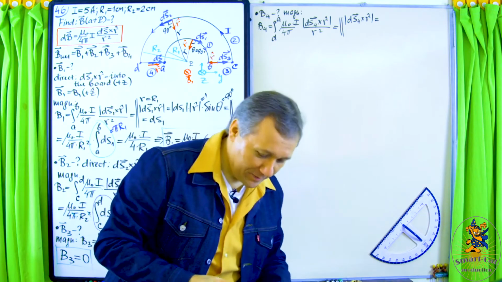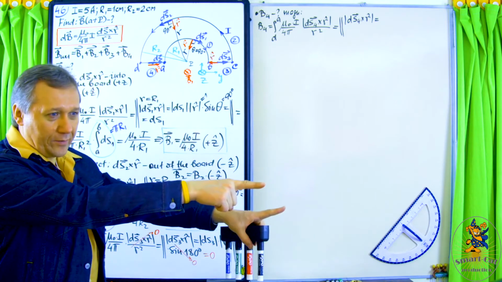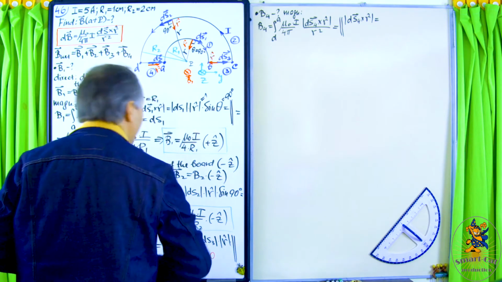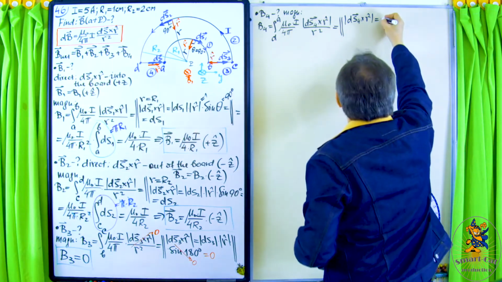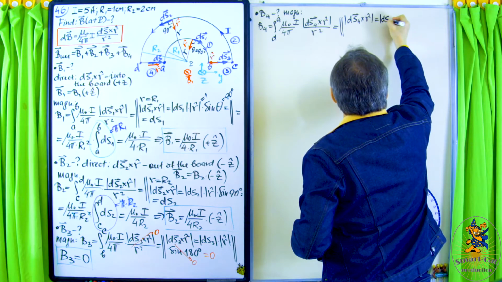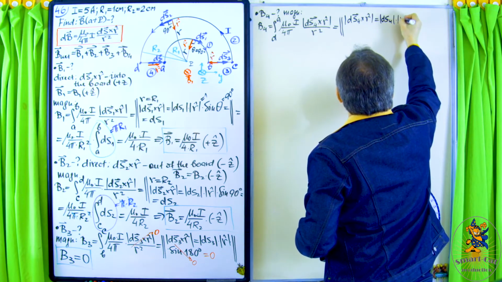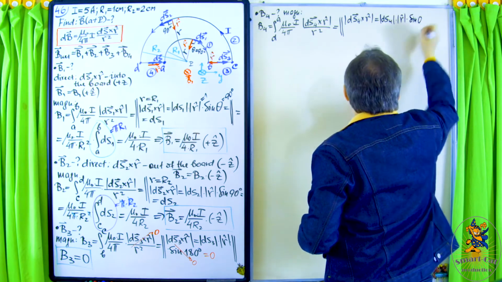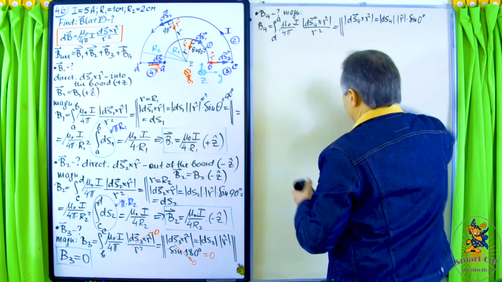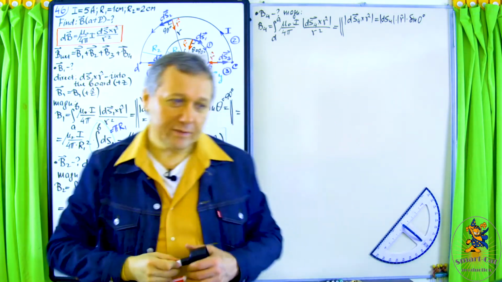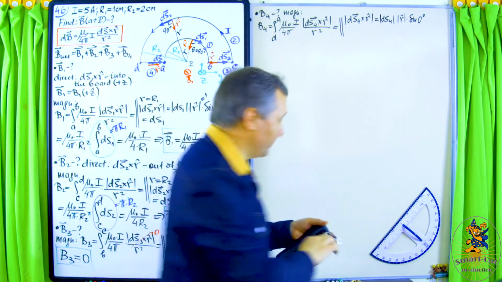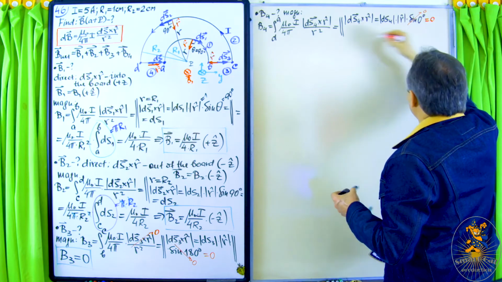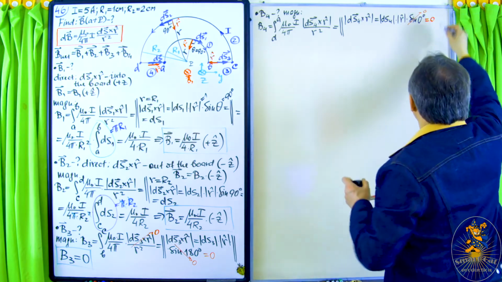What's the angle between them? Two parallel vectors. The angle between them is 0. So I can write, as a result, ds4 times the absolute value of r hat and sine of 0 degrees. Sine of 0 degrees is 0. So the value of the cross product is 0.